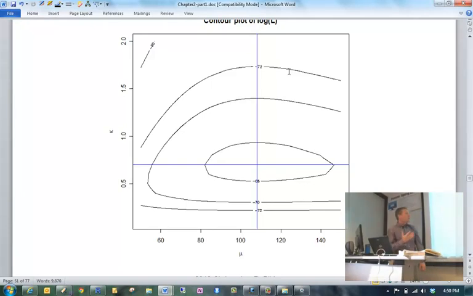And one thing that you'll notice is that here's the negative 68 contour. Remember, the maximum of the log likelihood function was negative 67.64. So what's happening here is that this is kind of flat. And that's probably why I was having problems with respect to convergence. I guess that's more of just an interesting side note.